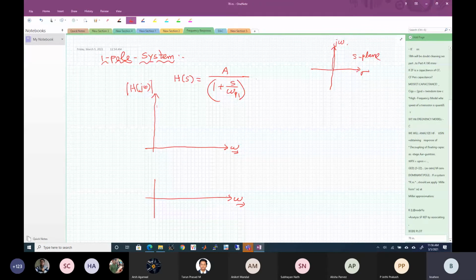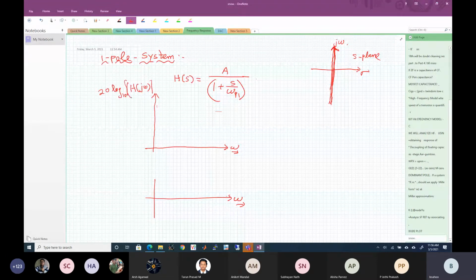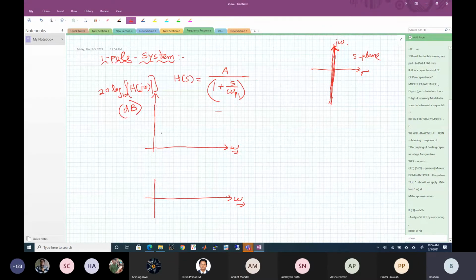When I'm plotting the Bode plot, I'm applying a signal along this j omega axis. That means I'm applying a sine or a cosine waveform which is traversing along this axis. That's why we write it as the magnitude of H of j omega, and this magnitude is typically expressed as 20 log to base 10 of this, which is in decibels. So the y-axis will be in decibels, and the phase can be in degrees or in radians.